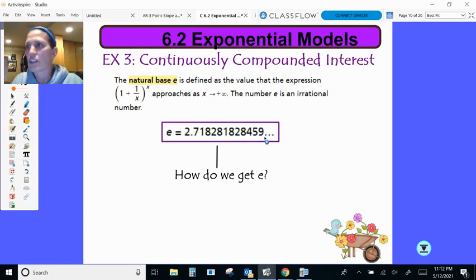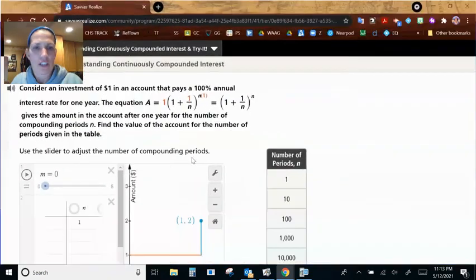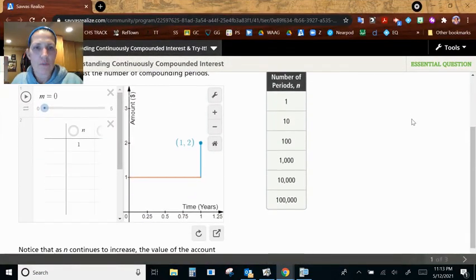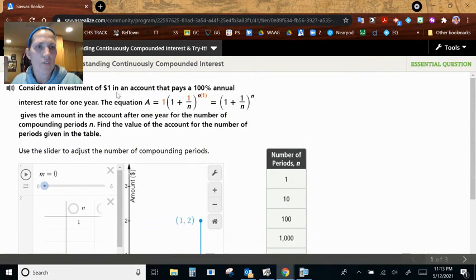So we're going to take a look at something really quick here. I'm going to bring this over here. So we have this little table here. Assume that we have an investment of $1 in an account. It pays 100% annual interest rate for 1 year. This is this equation right here. So 100% interest, we take 1 divided by n, to the n times 1.